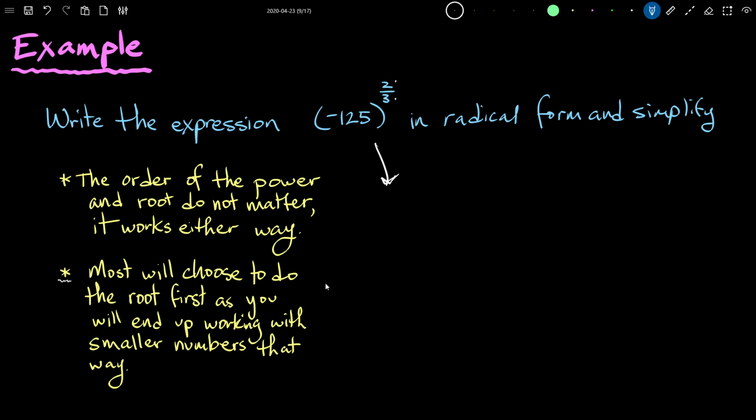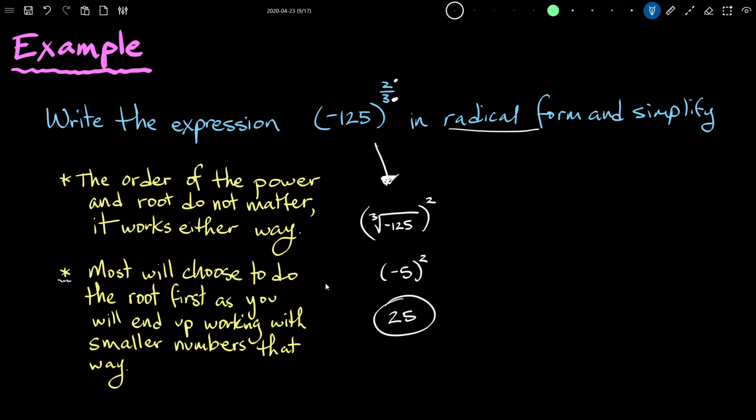So my first example is going to be cube root, because it's got a 3 on the bottom, and then I'm going to square it second. So the cube root of negative 125, squared. This is one way that I can take the rational exponent and change it to radical form. The cube root of negative 125 is actually negative 5. And then if I do the squared last, negative 5 times negative 5 is 25.